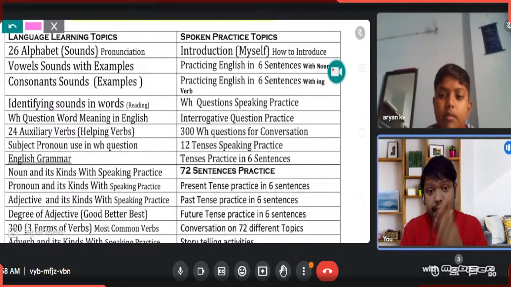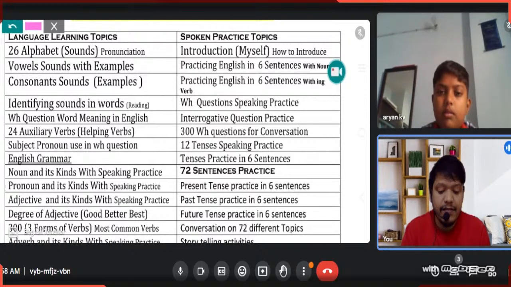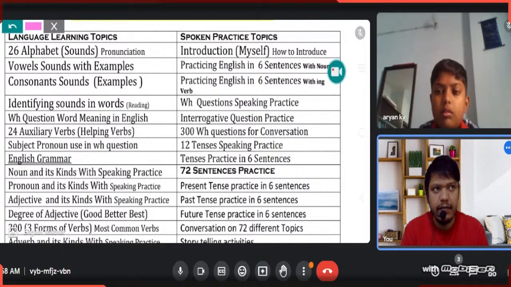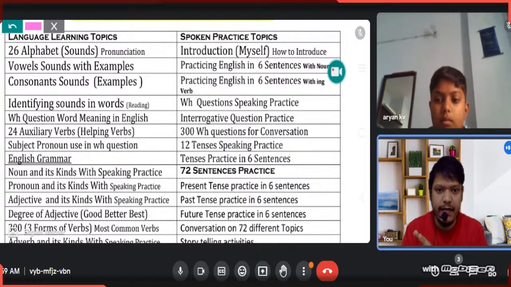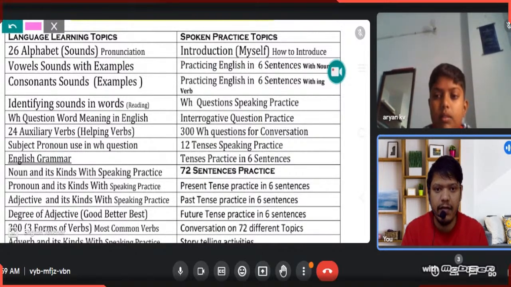Now the second part, as I told you, is fully for spoken practice. The language course has been divided into two parts. First is learning language by using various contents, or learning systematically from a trainer, a coach, and a tutor, following various topics, understanding the topics of English language according to grammar, making sure how it has to be followed.